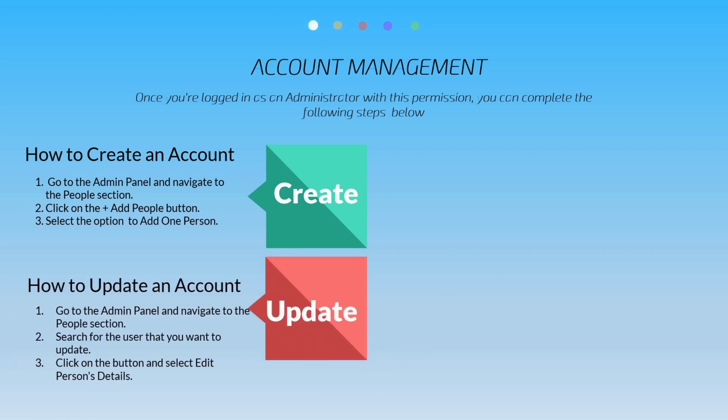You can update existing accounts by logging in as an administrator who has the permission to add and remove accounts. Once you're logged in as an administrator with this permission, you can complete the following steps to update a single account. 1. Go to the admin panel and navigate to the People section. 2. Search for the user that you want to update. 3. Click on the button and select Edit Person's Details.